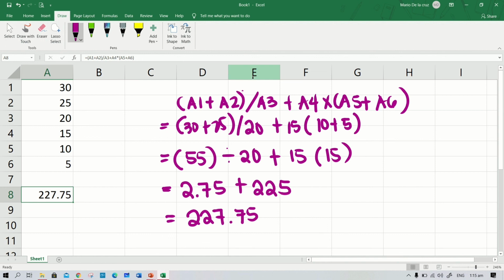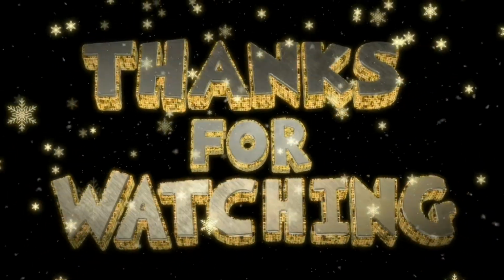So pag inadd natin itong dalawang to, the answer is 227.75. Okay, so again, inuna munang inoperate ni Excel yung nasa loob ng parentheses. So inapply niya pa rin yung PEMDAS. So after nun, ginawa niya is nag-multiply siya and then divide. So 55 divided by 20, the answer is 2.75. And 15 times 15, 225. So pag inadd natin yung 2.75 plus 225, the answer is 227.75. So parehas siya sa sagot natin doon sa formula.